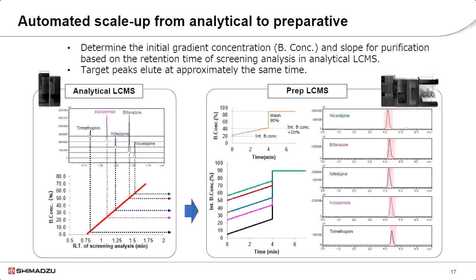the specified time frames. This slide illustrates an example where the target components from all samples are designed to elute around 4.3 minutes at the purification scale, correlating the retention times from screening analysis with the initial gradient concentrations for purification. It's easy to envision how successfully separating the target components and ensuring their elution at designated times can significantly alleviate the burden placed on operators.